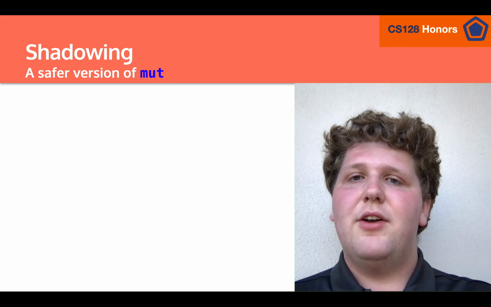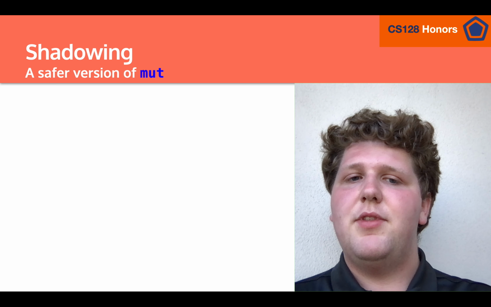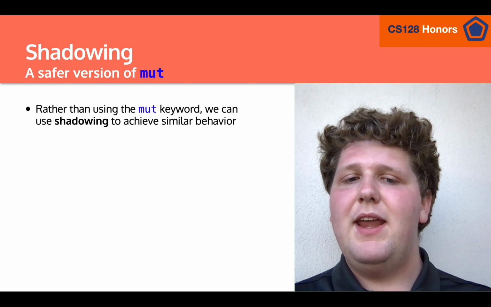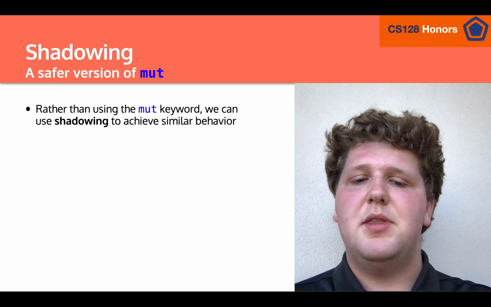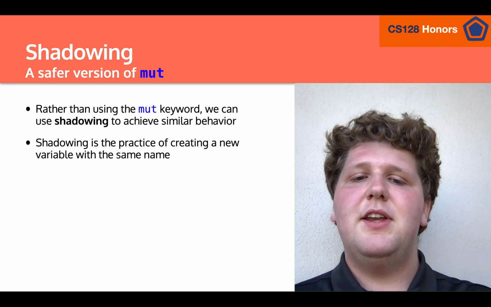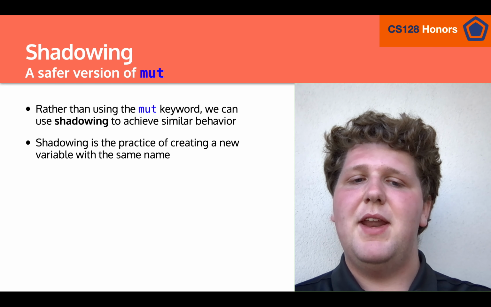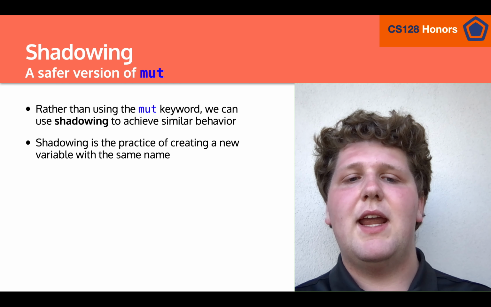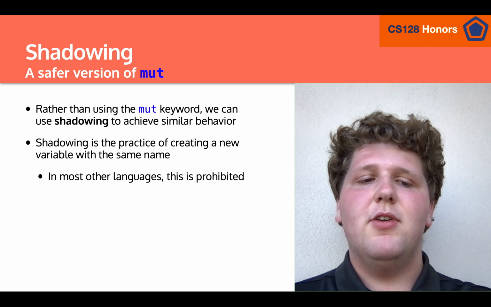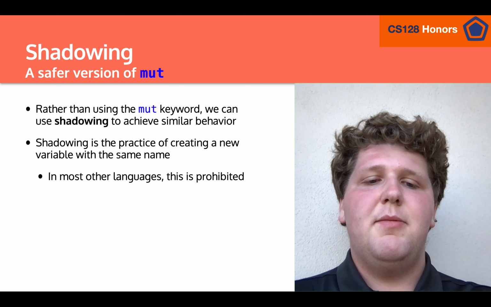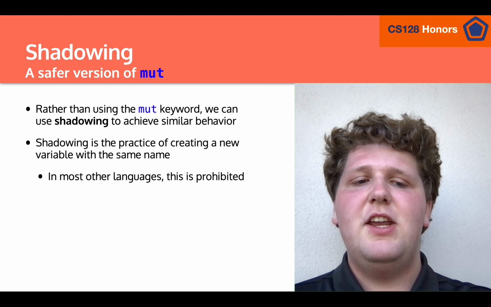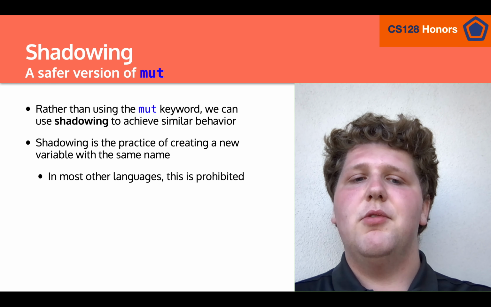So let's talk about shadowing. Shadowing is a safer version of the mut keyword. It allows us to achieve similar behavior without some of the riskiness of the mut keyword. Shadowing is the practice of creating a variable with the same name. This would be like saying let x equals something after already having declared x. Now you might be wondering, in most languages, this is prohibited, right? Why isn't this prohibited in Rust? It's because of concurrency safety, and it allows us to bend the rules a little bit.